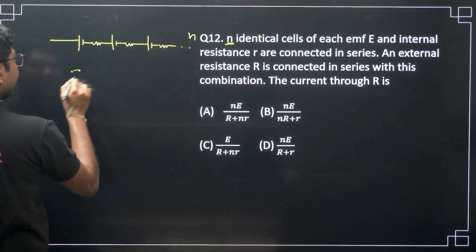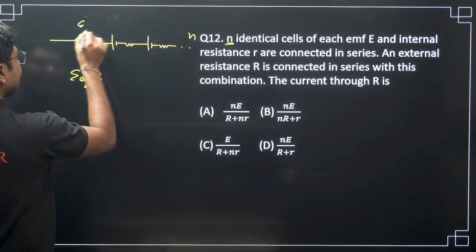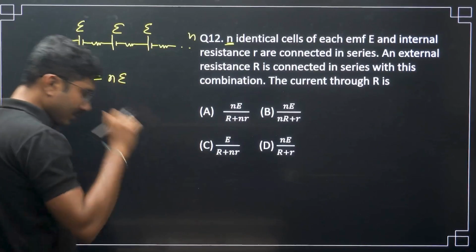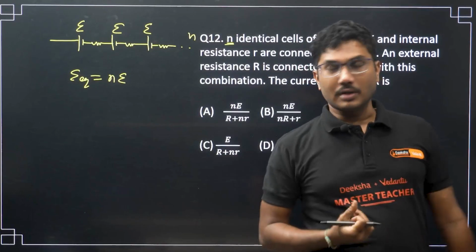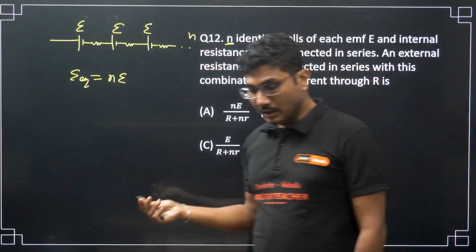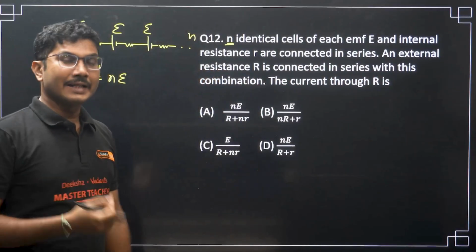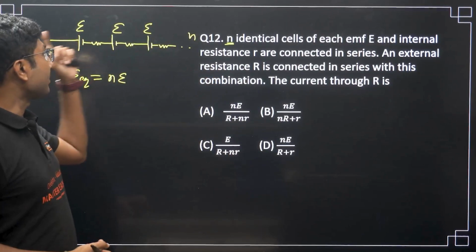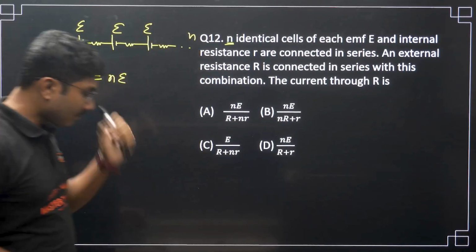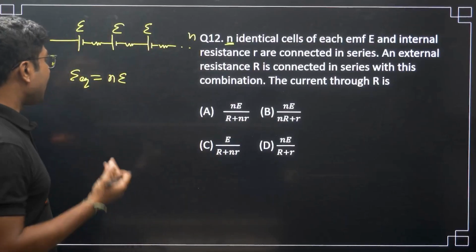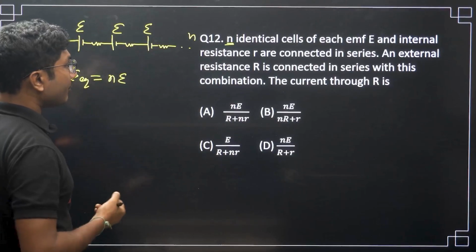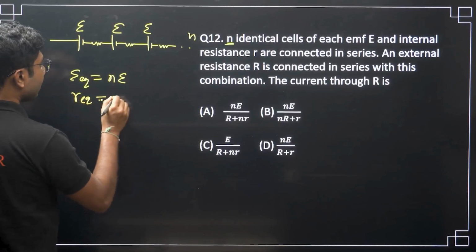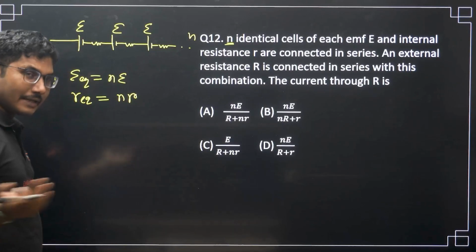So what is the total equivalent EMF? Each is the same, so epsilon, epsilon, epsilon, so it will be n into epsilon. Why? Because if you add x number of cells in series, then they will simply be added, 1 plus 2 plus 3 plus 4 and so on, right? So here epsilon plus epsilon plus epsilon plus epsilon, n number of times you are adding, so it will be n into epsilon, right? This is the equivalent EMF. Now what is the equivalent resistance? Similarly, equivalent resistance will be n into small r. Again, resistances are in series.